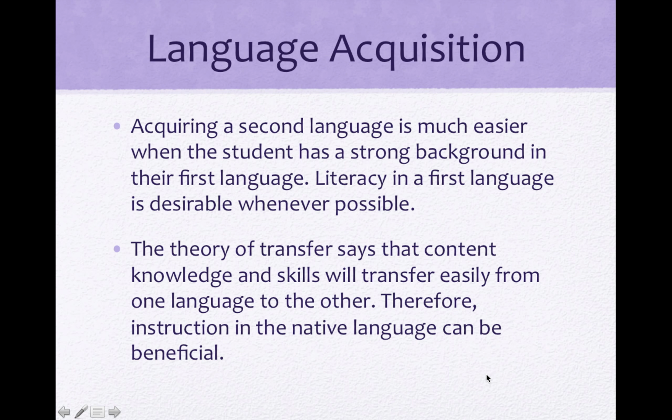So the first thing I want to talk to you about is what's called language acquisition, how students acquire language, specifically a second language, which would be English. And that's always done a lot more easily if the student has a strong background in their first language. So a lot of times there's a perception that instruction should only be done in English and that the more English you expose the student to, the better. But sometimes that can actually be a detriment if their first language isn't fully developed.